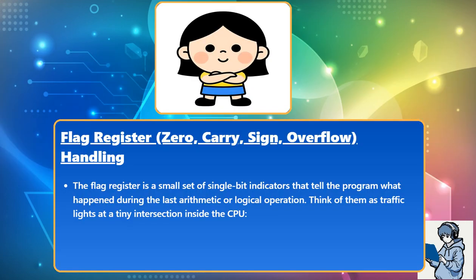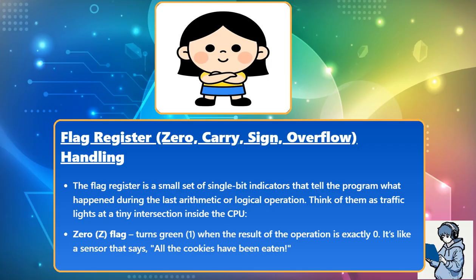The flag register is a small set of single-bit indicators that tell the program what happened during the last arithmetic or logical operation. Think of them as traffic lights at a tiny intersection inside the CPU. The zero Z flag turns green, 1, when the result of the operation is exactly 0. It is like a sensor that says all the cookies have been eaten.